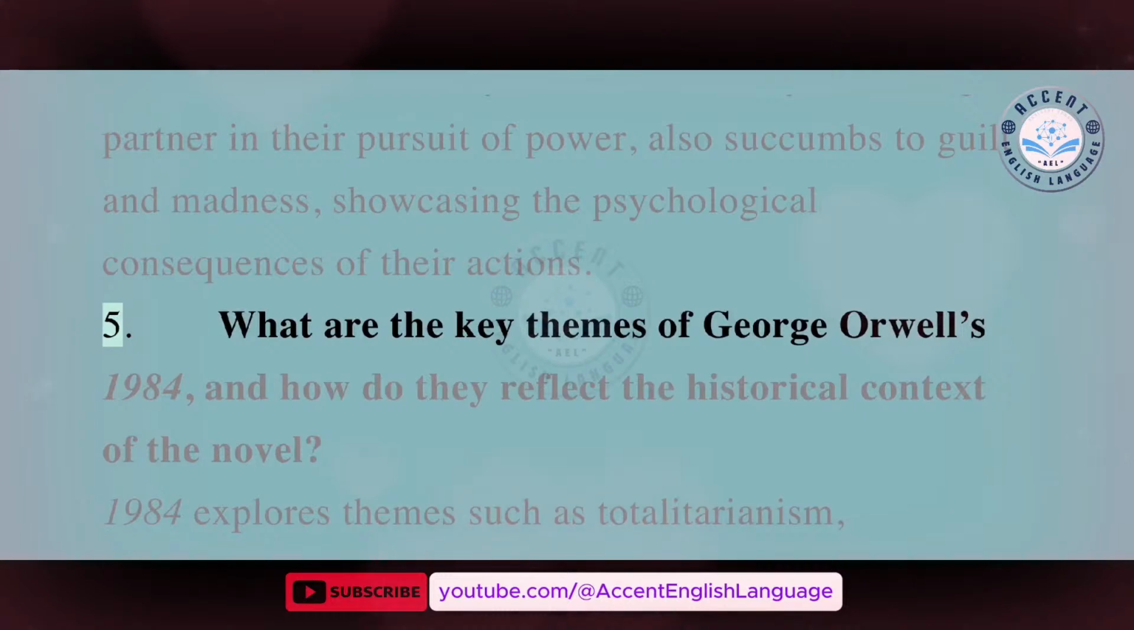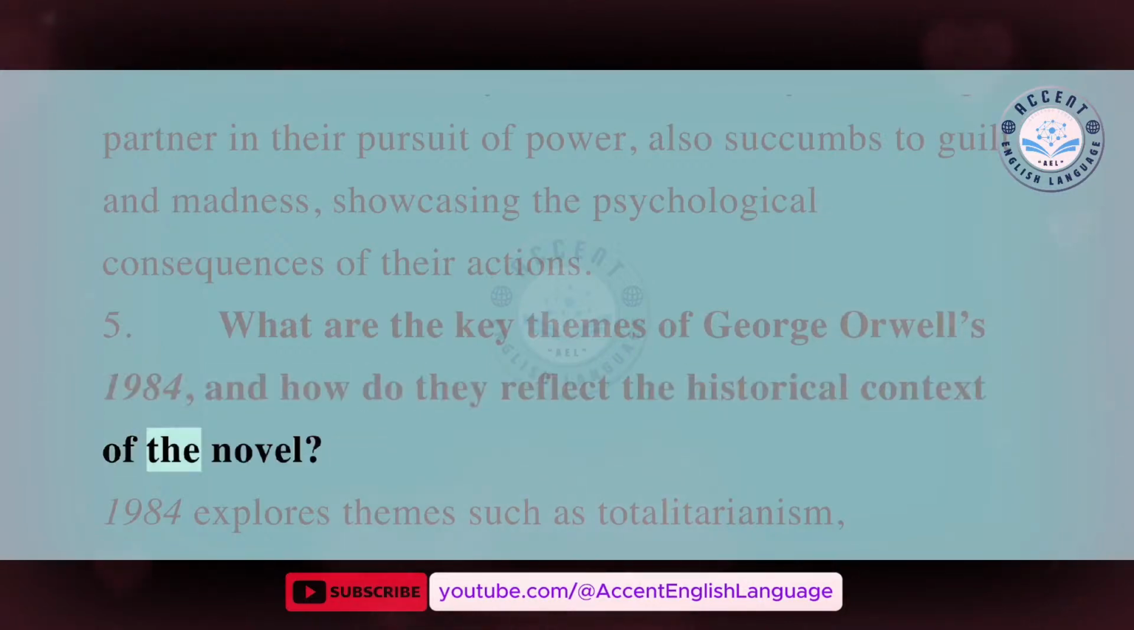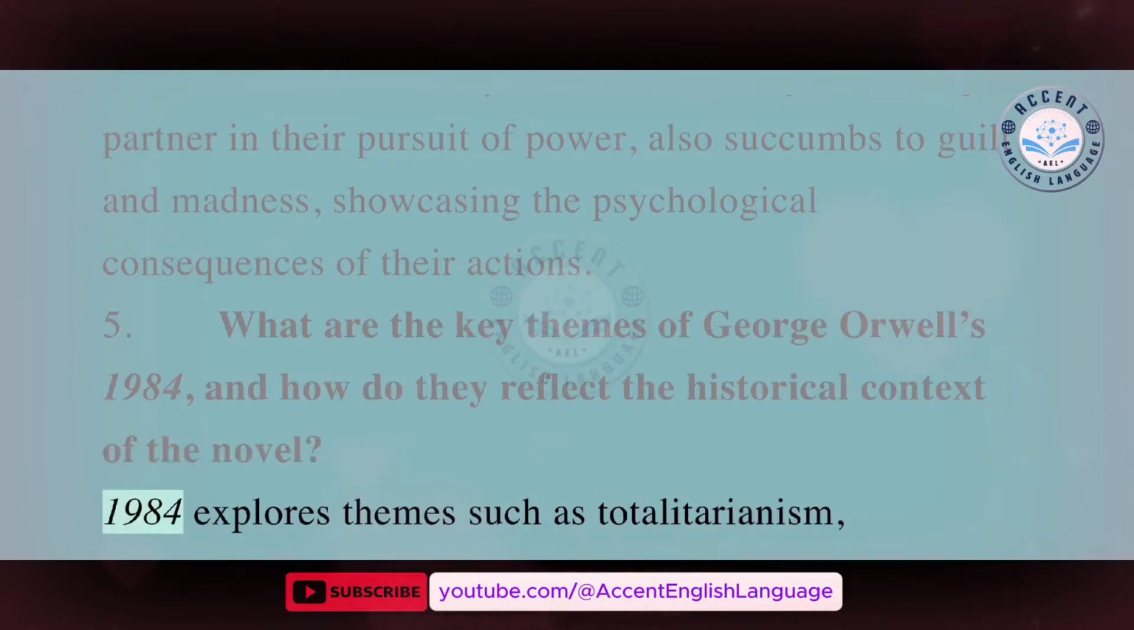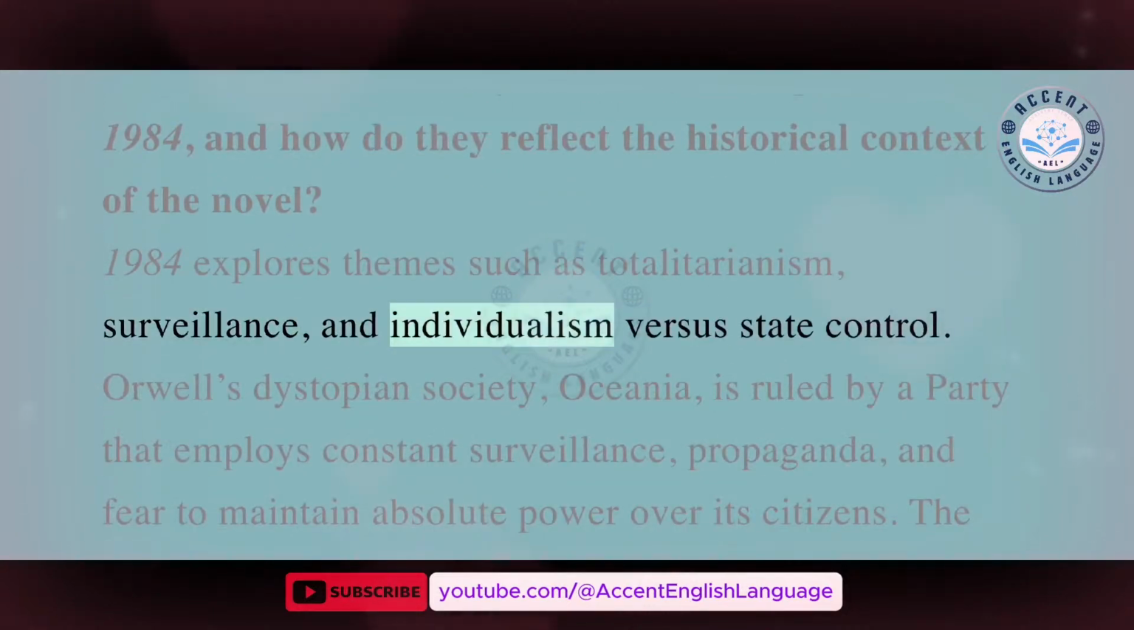5. What are the key themes of George Orwell's 1984, and how do they reflect the historical context of the novel? 1984 explores themes such as totalitarianism, surveillance, and individualism versus state control.